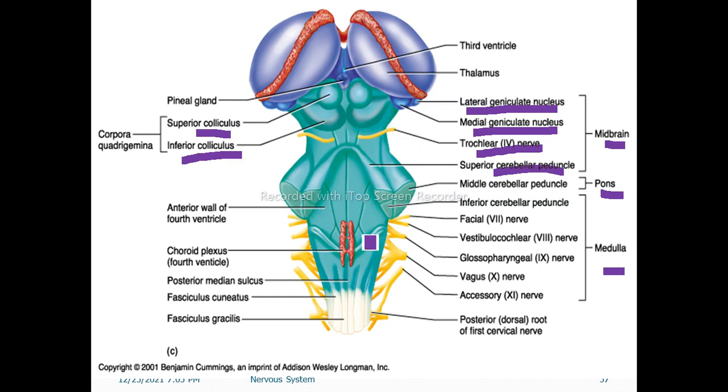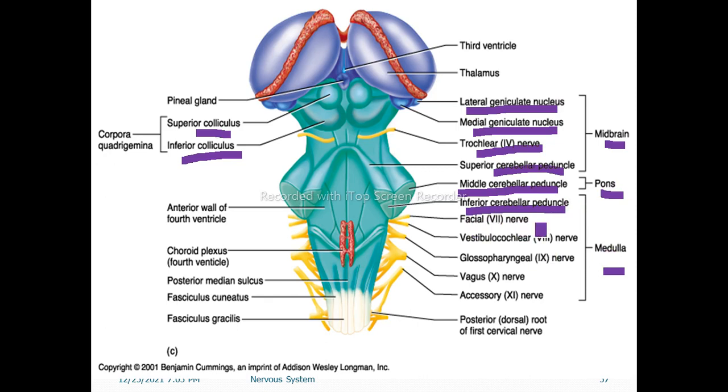The other is pons. This area is known as pons. The middle cerebellar peduncle is found in the pons. By the way, superior cerebellar peduncle connects midbrain with cerebellum. Middle cerebellar peduncle connects pons with cerebellum, and inferior cerebellar peduncle connects medulla oblongata with cerebellum. So inferior cerebellar peduncle is a part of medulla oblongata.